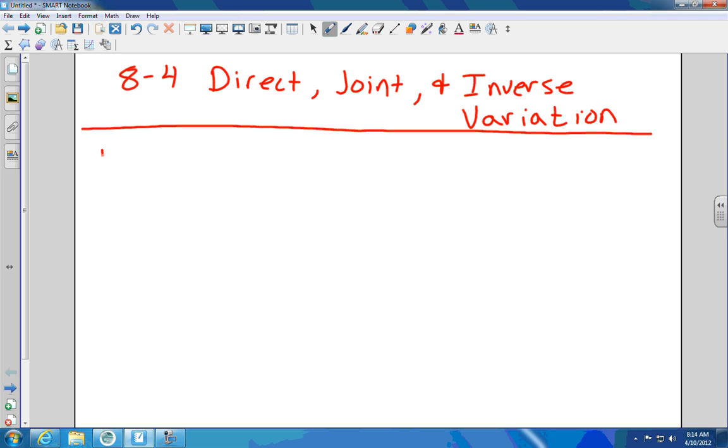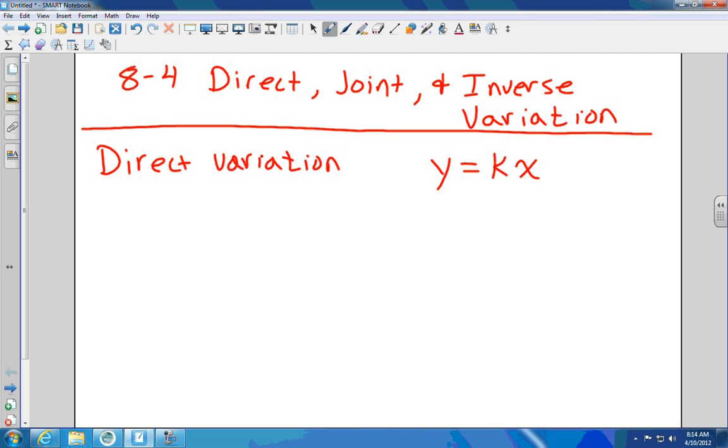So the first one is direct variation. And that means that the 2 things you're comparing are changing at the same rate. It doesn't mean that they're both going up or they're both going down. It just means that if one is going up, the other one's going up or down at the exact same rate. And there are 2 ways to solve all of these problems. I'll show you both.